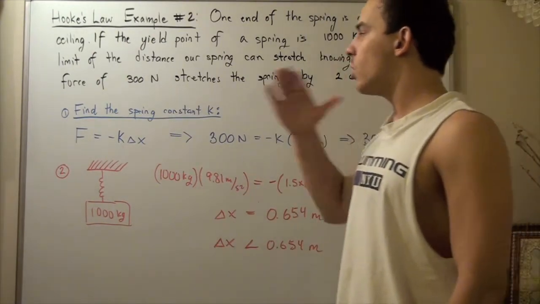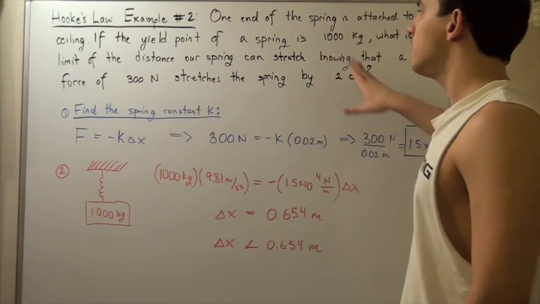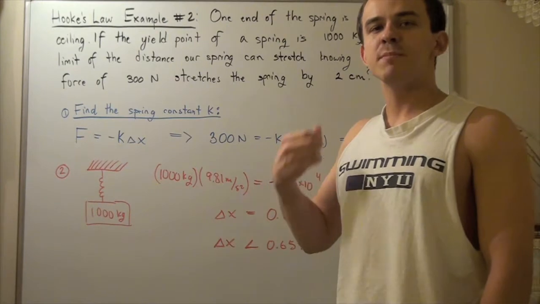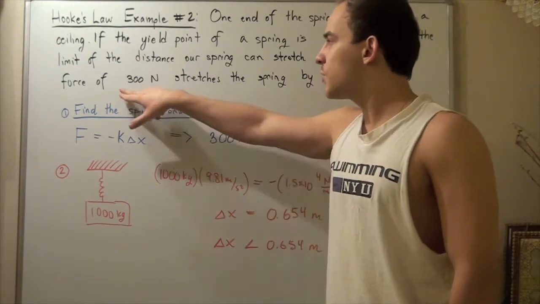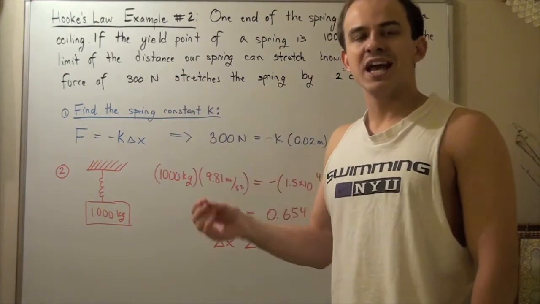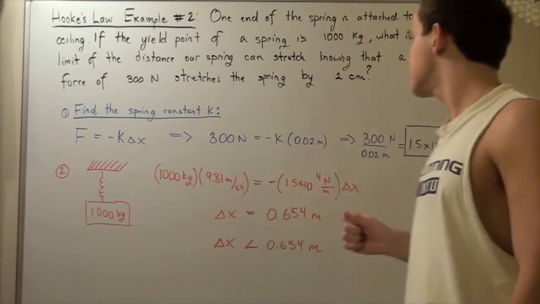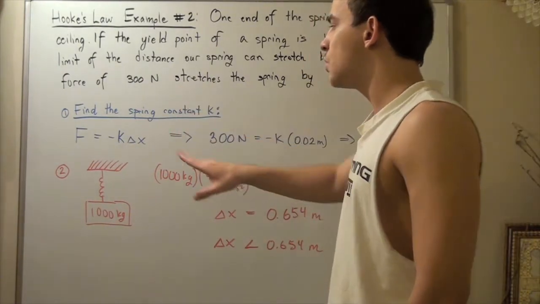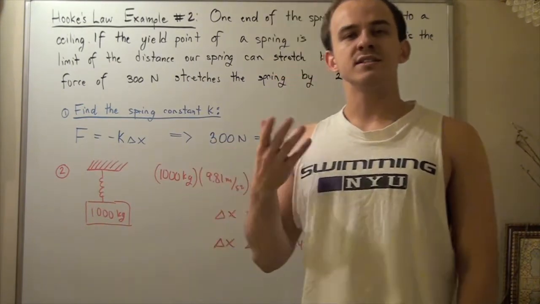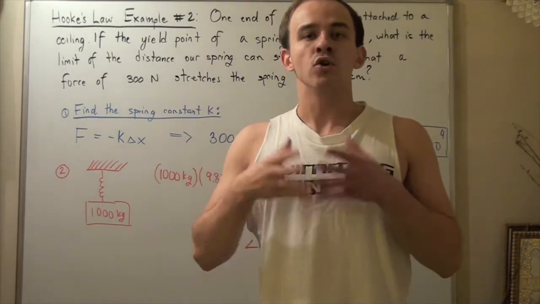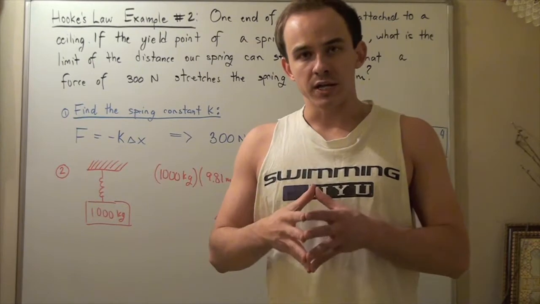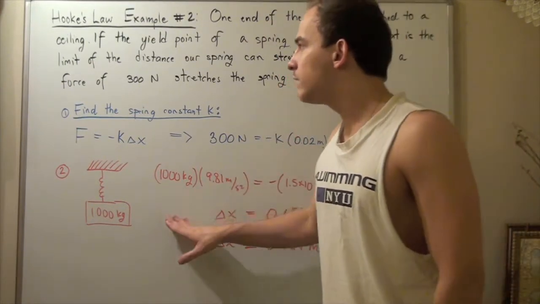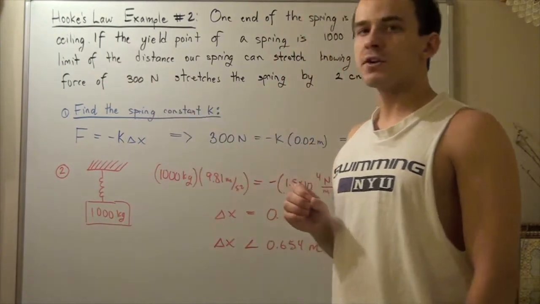So we basically want to use part 2 of our problem to solve for part 1. In part 2, we know that if we apply a pulling force of 300 newtons on our spring, it will stretch a distance of 2 centimeters. So knowing this and using Hooke's law, we can solve for the spring constant, or Hooke constant, of our spring. And then using the spring constant, we can solve for the limiting distance of our spring.